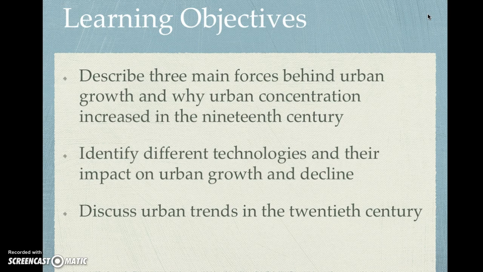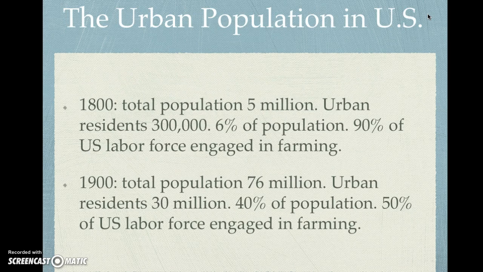So the learning objectives in this module, module 2 on urbanization, is at the end I want you to be able to describe three main forces behind urban growth and why urban concentration increased in the 19th century. Throughout all these sections, I want you at the end to be able to identify different technologies and the impact that these technologies had on both urban growth and then later the impact technologies had on decline. And I want you to be able to discuss some of the trends that we see in urban population in the 20th century. So let's talk about the urban population in the U.S.